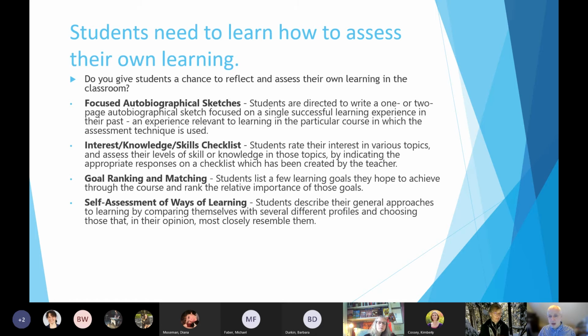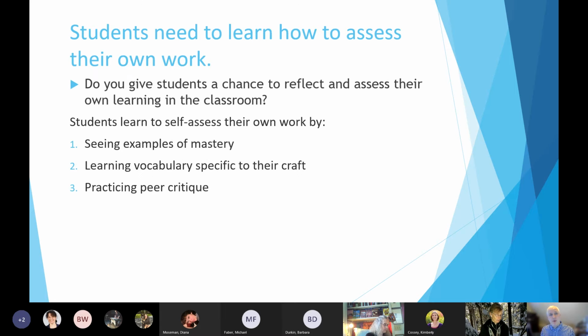The last point I wanted to talk about with us was we've talked about helping students assess their own learning, but we also want to get to the point where we can help students assess their own work. And how do we get them to do self-assessment on what they're doing? This slide comes from a different place, but I liked it because it condensed it really well into three places.